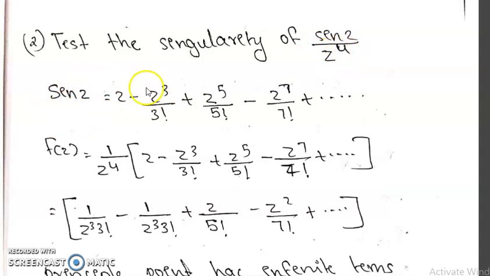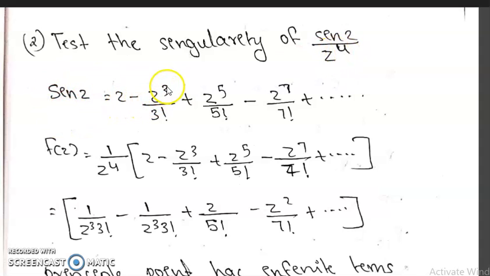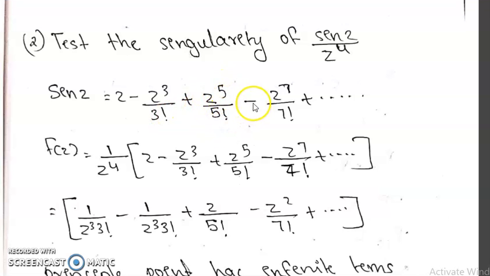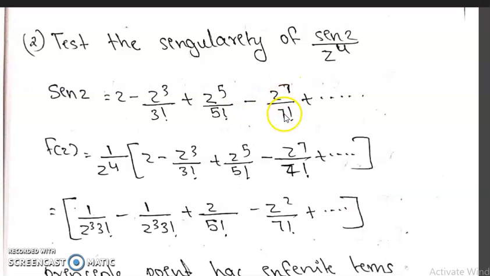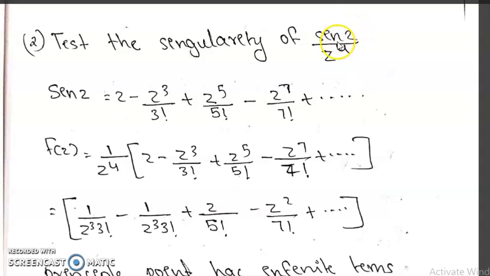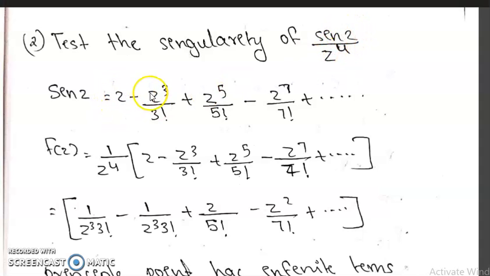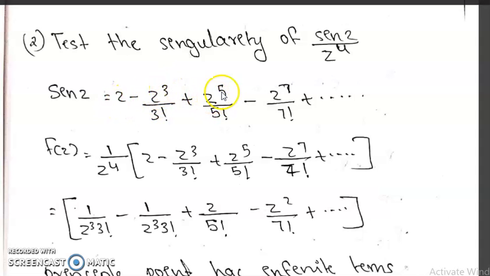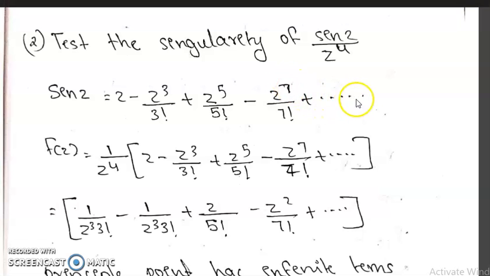We know sin z is given by z minus z cube by 3 factorial plus z power 5 by 5 factorial minus z power 7 by 7 factorial plus etc. This is sin z, and all these variables are z: z cube, z power 5, z power 7, plus etc.